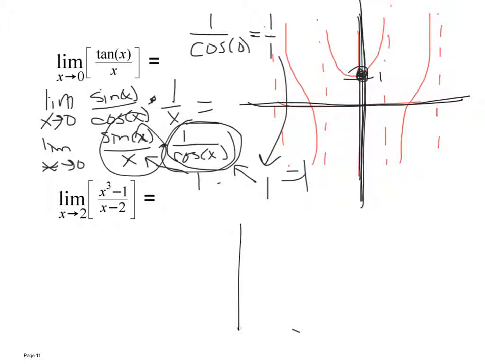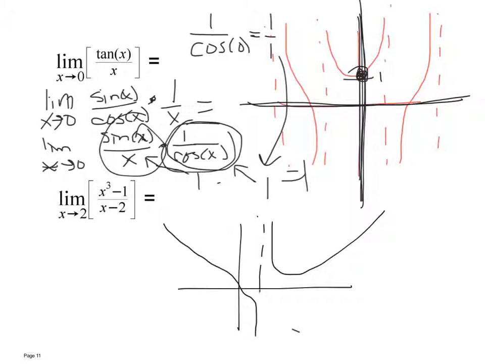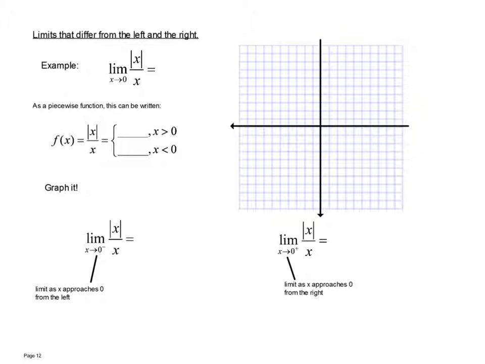For right now, we're going to look at the graph, and it should look something like this. There's an asymptote at that 2. So what's happening? We're going up without bound, or down without bound from the left, and from the right, on the right-hand side of 2, we're going up without bound. This limit does not exist. DNE, does not exist. All right. So you can have limits that differ from the left and the right.